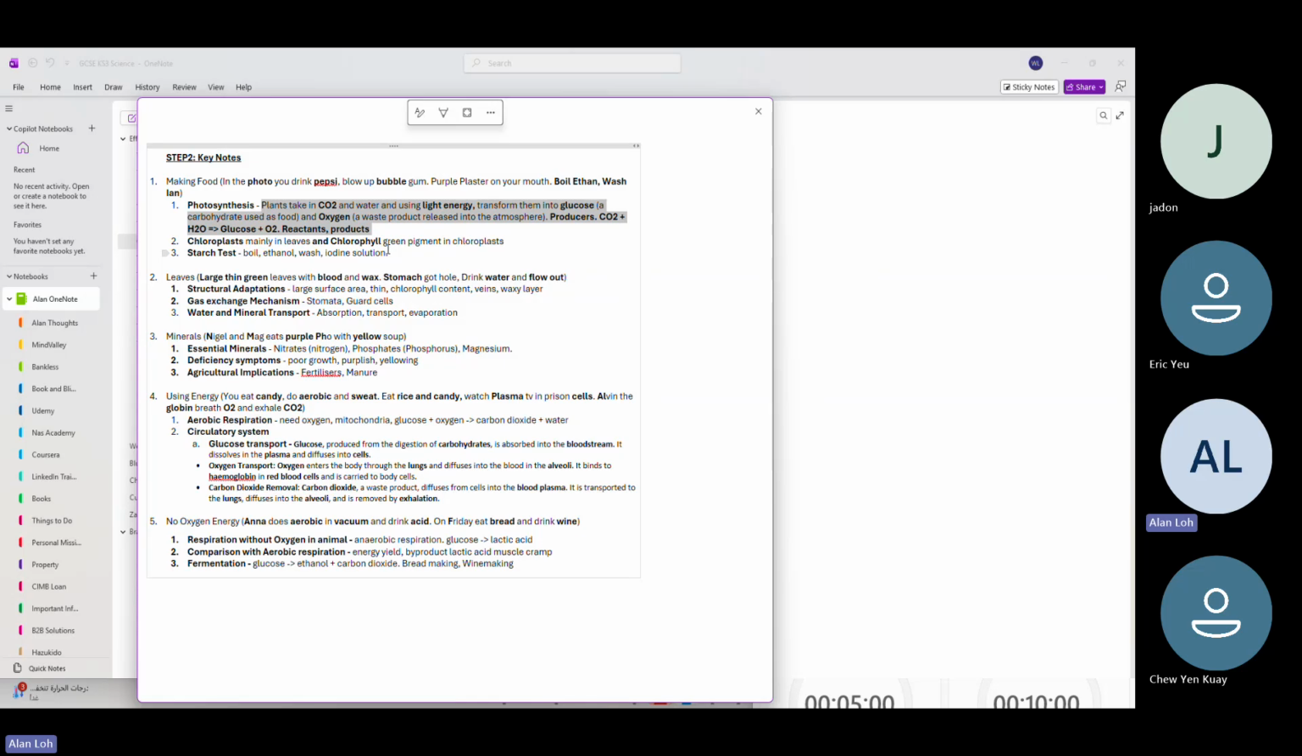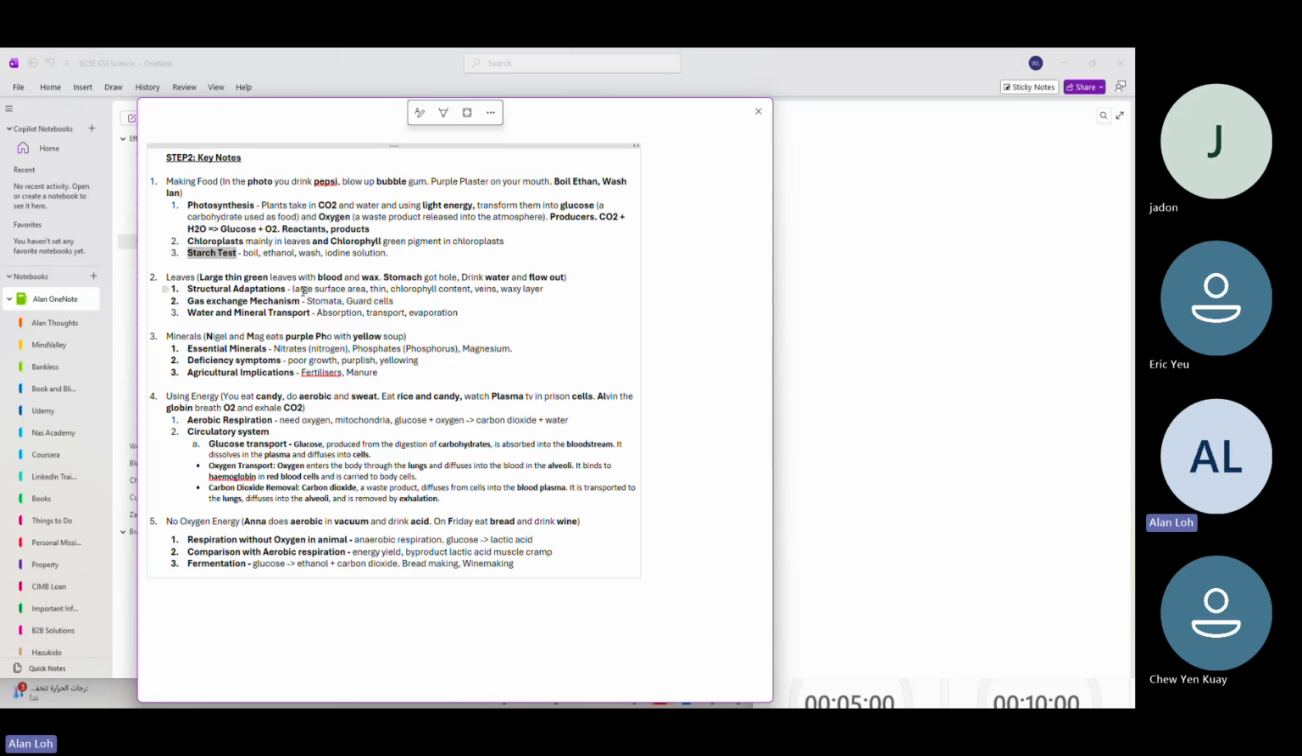Okay, and chloroplast, making food, there is something related to chloroplast. And what is chloroplast? Chloroplast is mainly in leaf, okay, and chlorophyll is the green pigment inside chloroplast. So you have chloroplast and you have chlorophyll inside chloroplast, and the color is green, and it's located mainly in the leaves.